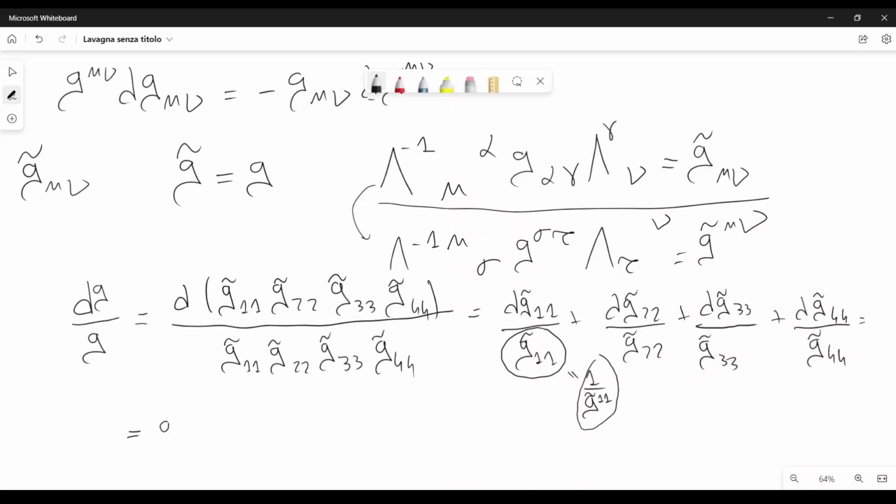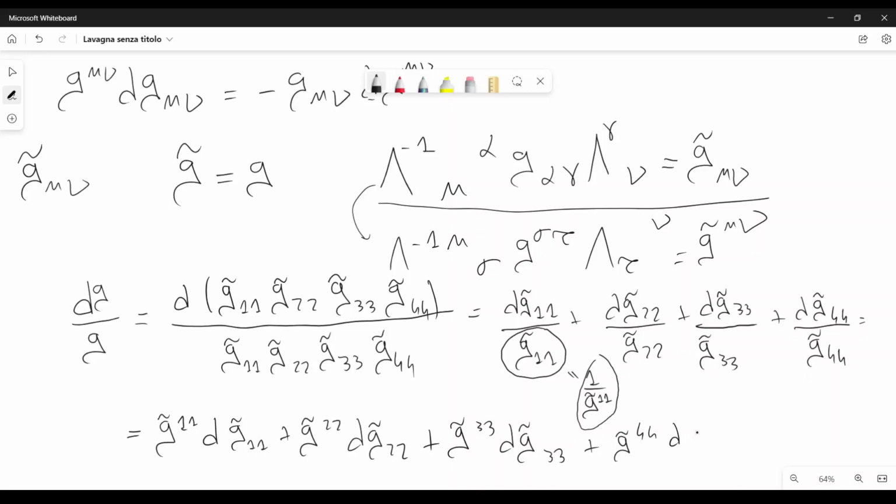So we can rewrite this also as g̃₁₁ differential of g̃₁₁ plus g̃₂₂ differential of g̃₂₂ plus g̃₃₃ differential of g̃₃₃ plus g̃₄₄ differential of g̃₄₄. And now in this frame of reference we can write g̃^{μν} differential of g̃_{μν}.